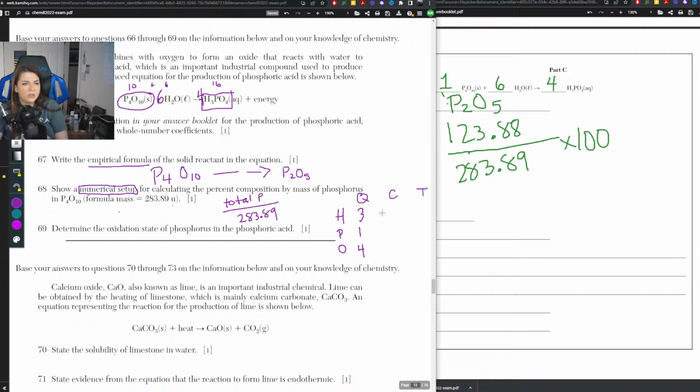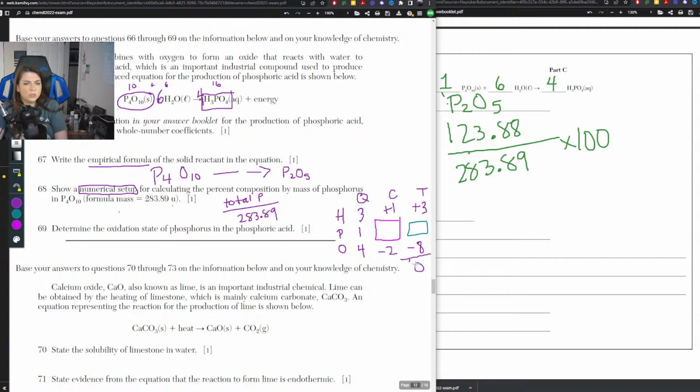And then I check out charges. In an acid, hydrogen is going to have a +1 charge. Phosphorus is the thing I'm looking for, so I'm going to leave that blank, but I'm not going to put 0 because I don't want it to look like 0. And then oxygen is always -2. Multiplying across all of my hydrogens will total +3. My phosphorus is a mystery. And then oxygen has a -8 because it's 4 of them, each at -2.